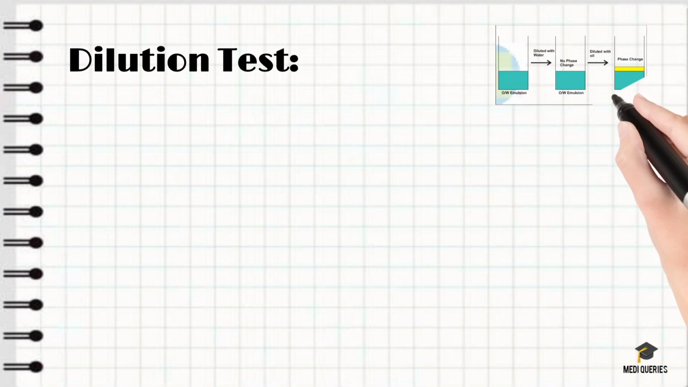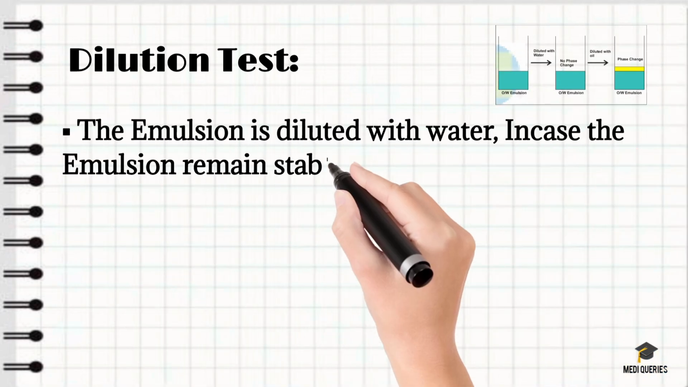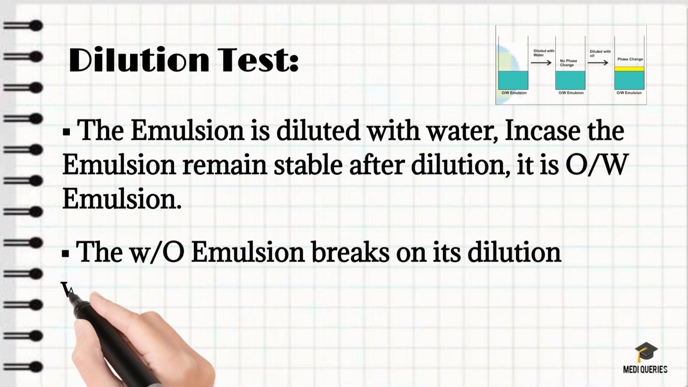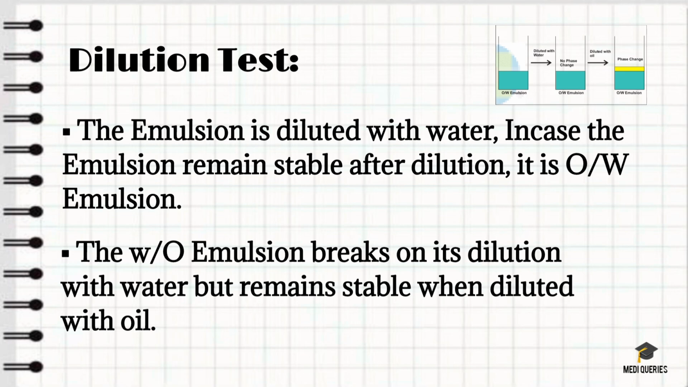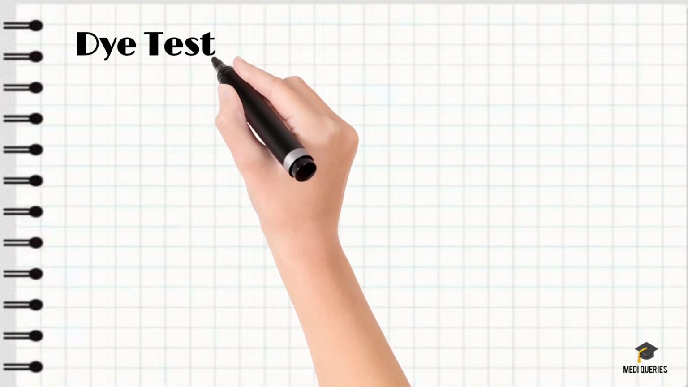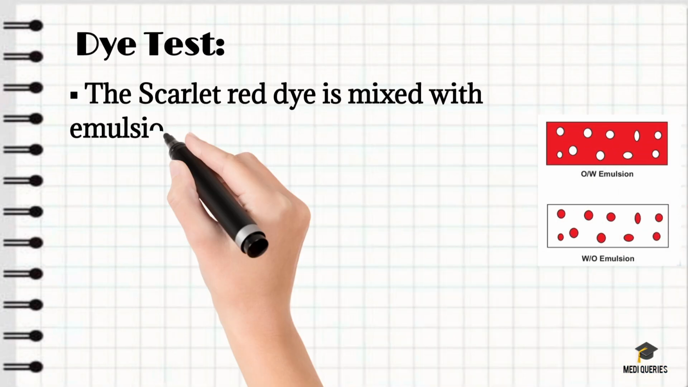The emulsion is diluted with water. In case the emulsion remains stable after its dilution, it is O/W type emulsion. The W/O type emulsion breaks on dilution with water but remains stable when diluted with oil. So by simply diluting the emulsion we can identify the phases of the emulsion. The next type of test is the dye test. Here the scarlet red dye is used to conduct this test.